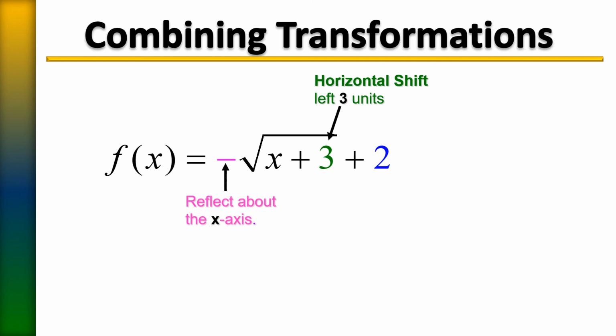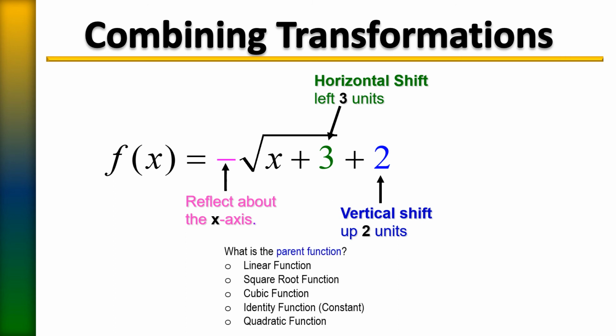Lastly, what type of transformation took place? Yes, a vertical shift up 2 units. And who's the parent? You got it. That is the square root function. Excellent. Good job. I think you're catching on.